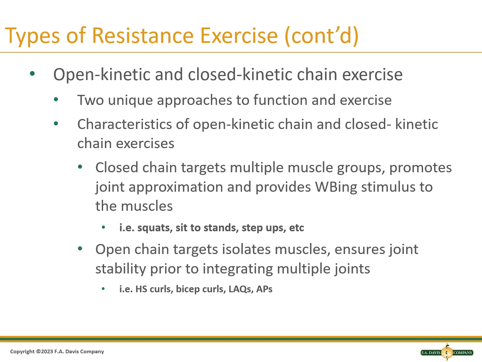Some examples of our closed chain activities are going to include squats, sit to stand, step ups. Those are all lower extremity based, but we can do push-ups for upper extremities, planks, any of those types of things. Open chain targets are going to hit more isolated muscles and help to ensure joint stability prior to integrating multiple joints. So, if we know that we have a deficit at a specific muscle, we can target that muscle with our open chain motions to help improve stability before we get to our closed chain motions.